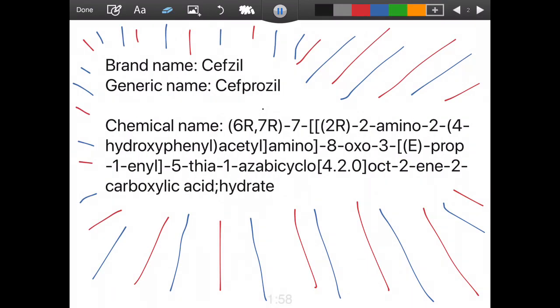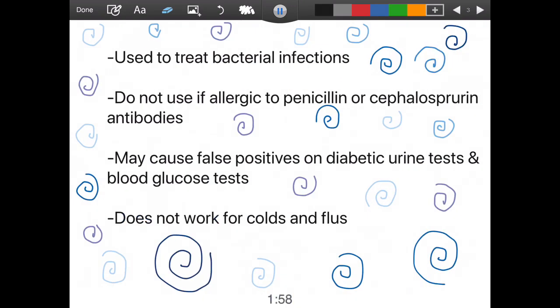Its brand name is Cefzil, and its generic name is Cefprozil. The chemical name is rather long, so I am not going to try and pronounce it, but I have inserted it to take a look at. But now we're going to move on to some facts about Cefzil.